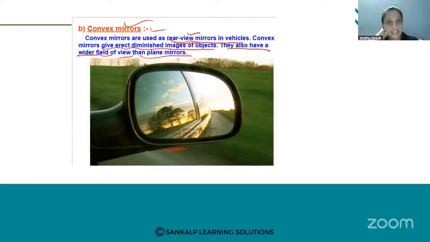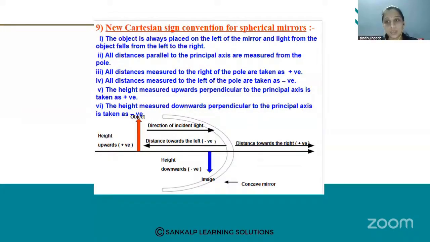Let us see the next concept, a very important concept, that is Cartesian sign convention for spherical mirrors, or simply sign convention for spherical mirrors. Okay. We have to study this concept. See, it's very important because they ask problems related to this sign convention in spherical mirrors. Okay, so listen carefully and understand this concept.